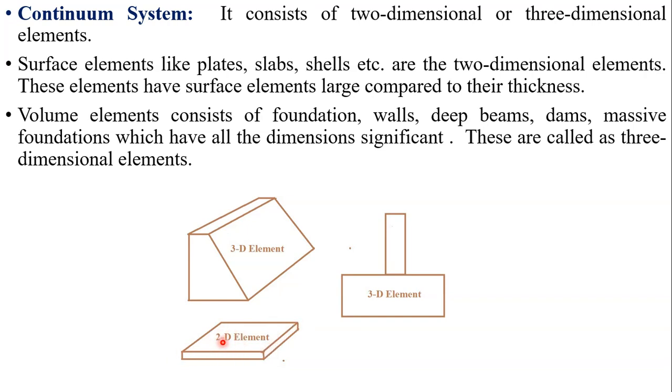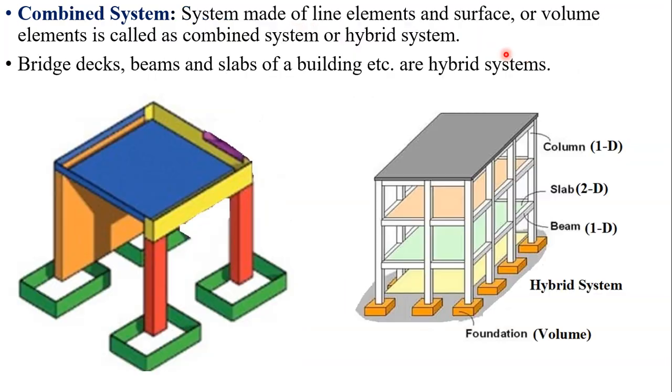So having large surface area, thickness is negligible. Having large volume, hence volume element, all the three dimensions are significant. Here this block is a foundation, a massive foundation, having all the dimensions significant. Such elements are called volume elements or three-dimensional elements. So a continuum system is nothing but a system which consists of two-dimensional or three-dimensional elements.